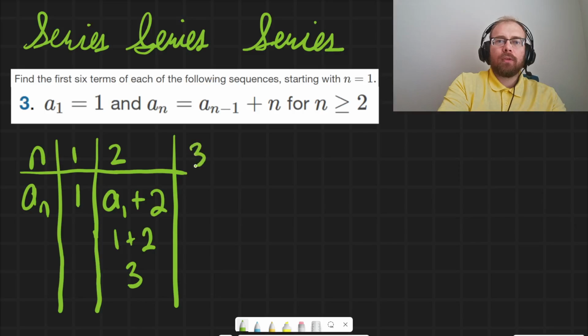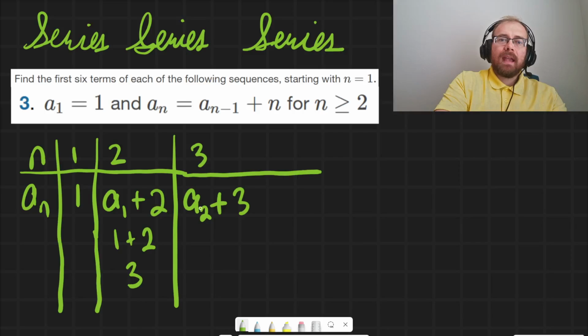Third term. So a sub 3 is equal to a sub 3 minus 1, so a sub 2, plus n, so plus 3. A sub 2 we just got. A sub 2 is 3, so this is going to be 3 plus 3, which is 6.